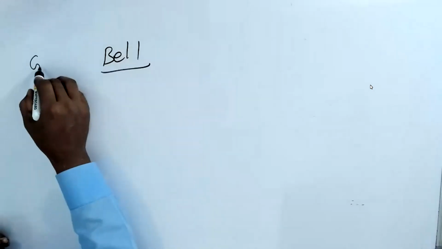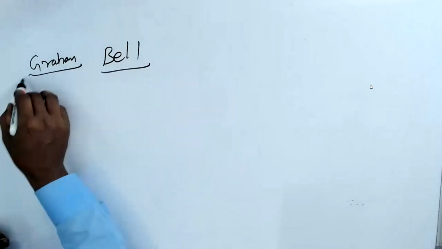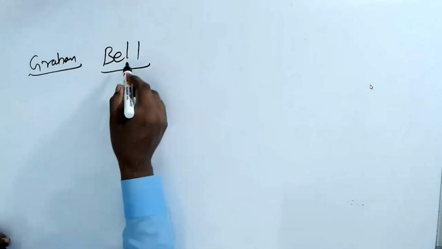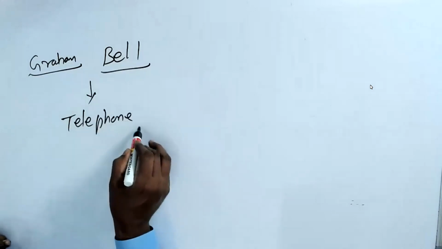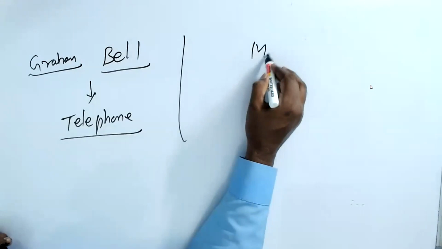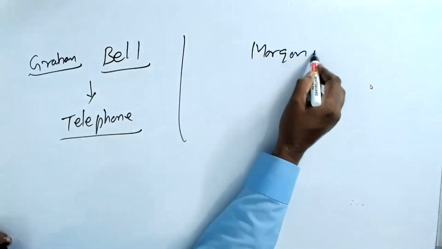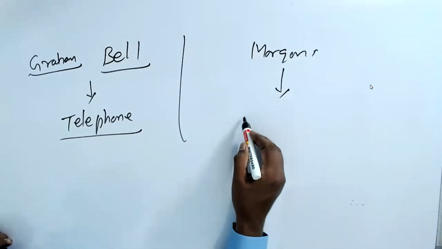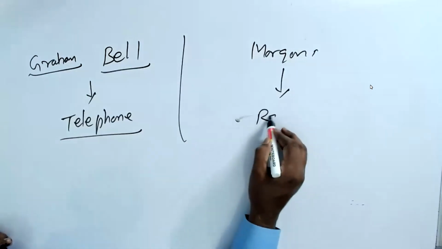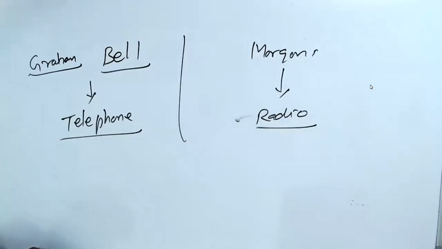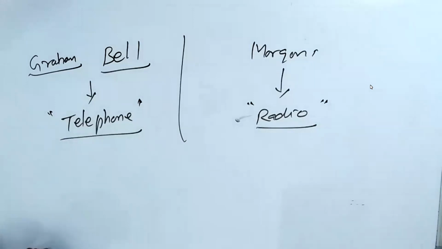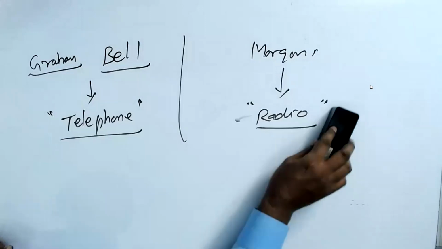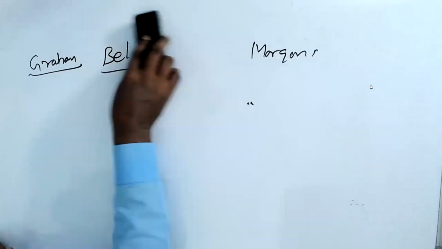Two people had found out. Graham Bell invented the telephone, and Marconi invented radio. So two inventions. Am I right? So people were trying to find out how to control these things.